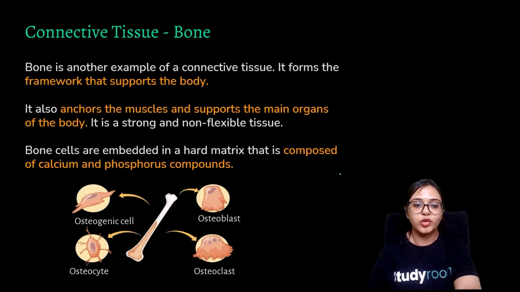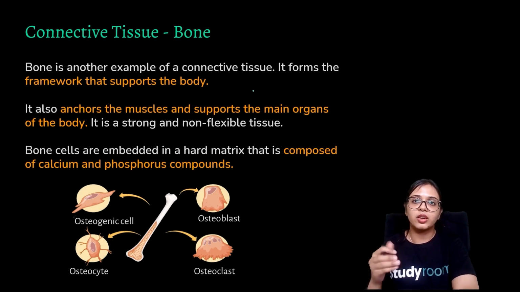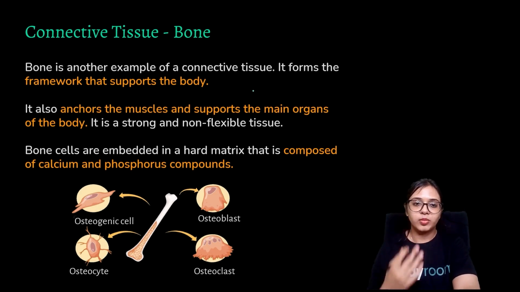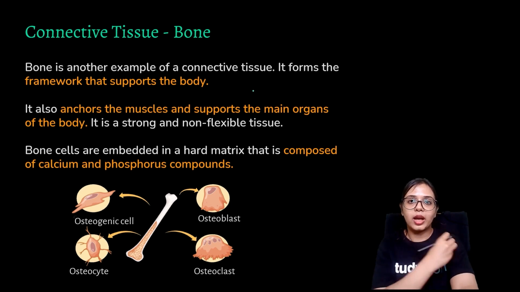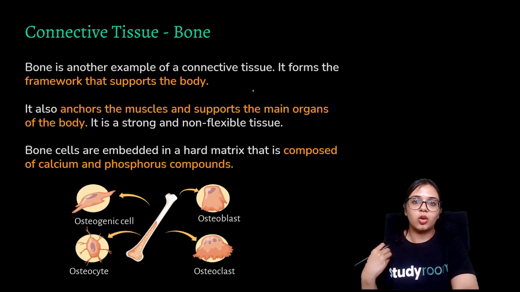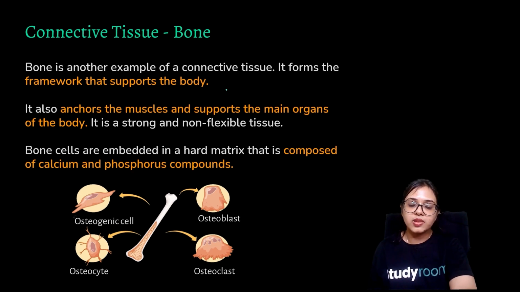The second connective tissue is bone. It forms the framework that supports the body, that solid skeleton, all right, with all the major joints of your body. It also anchors the muscles and supports the main organs of the body. So it basically provides structural, mechanical, skeletal support. All right, it's strong and it's a non-flexible tissue. It's a connective tissue, but it's a non-flexible tissue. It cannot be bent. It can break, but it cannot be bent.